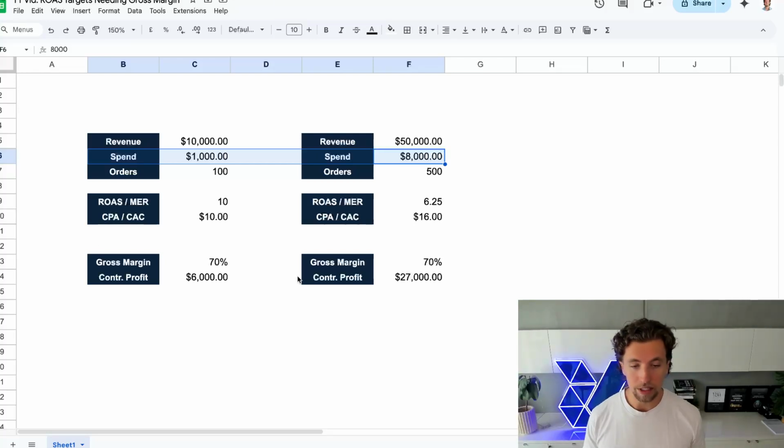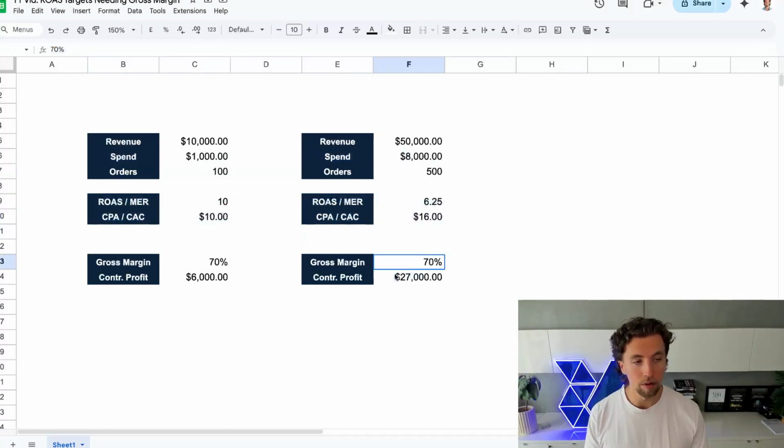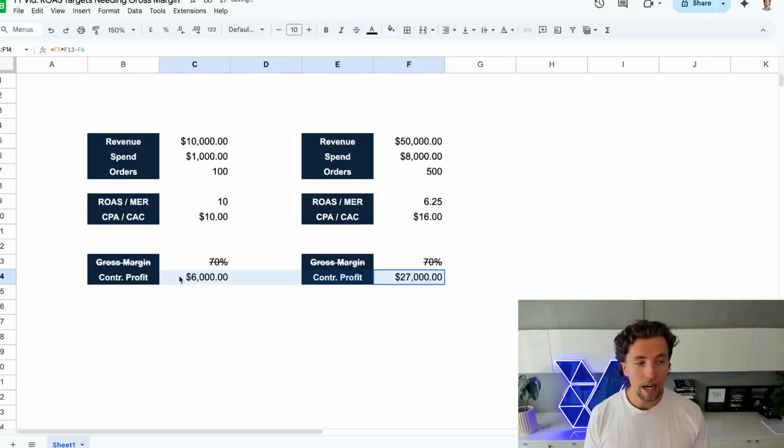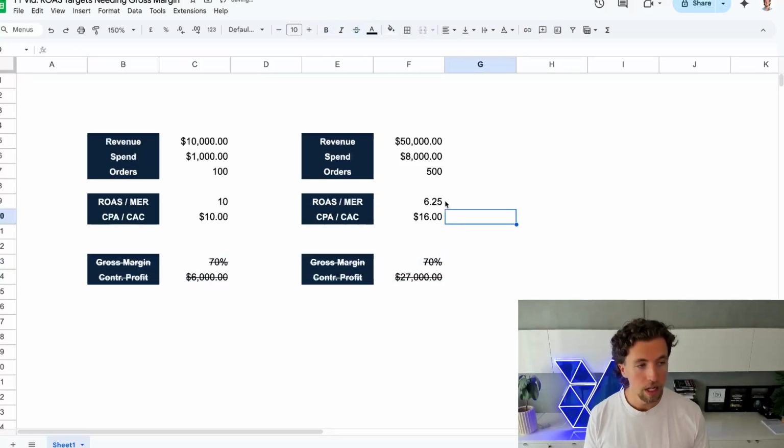Once again, this also translates per day as well. If you wanted to scale from 1K per day up to 8K per day, knowing how efficiency correlates into contribution profit is critical. And once again, if you don't provide gross margin to your agency, they have no idea what the contribution profit is. And so there's no way to actually know what's good or what's bad.